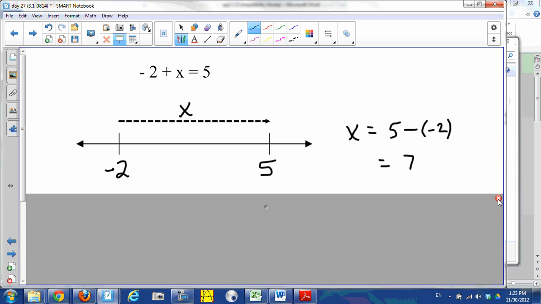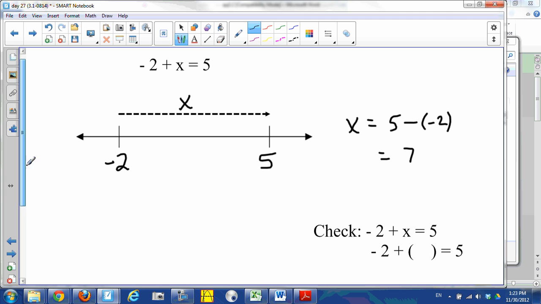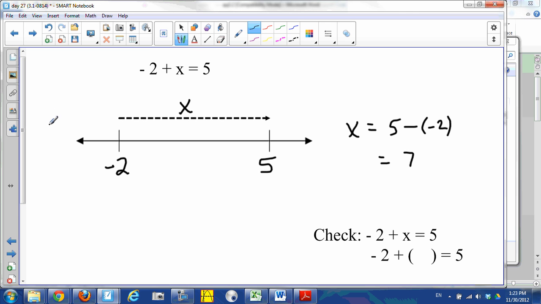Now, of course, you need to get used to checking your solution. Notice I didn't say check your answer. I tried to use the proper word solution. This value of 7 that we have found, that is our solution. And actually, I'd like for you to get used to writing the solution as an equation, a basic equation. The variable equals 7. That's the solution to this equation.